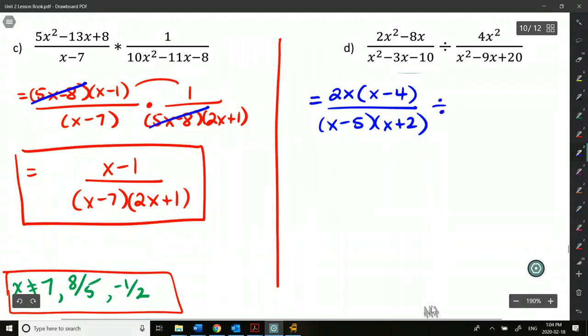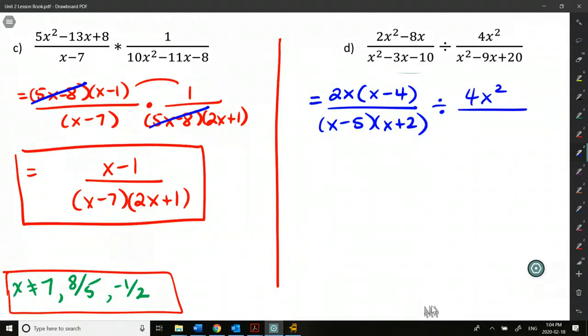Not much that I can do with 4x squared, so we're just going to leave that for a second. Got another easy trinomial where a is equal to 1. So two things that multiply to 20 and add to negative 9. Negative 5 and negative 4 fit. Yes, very good.